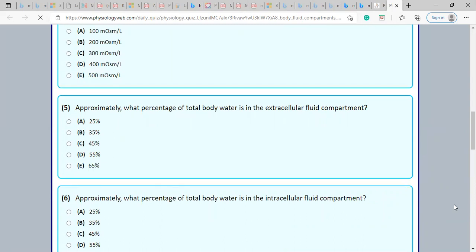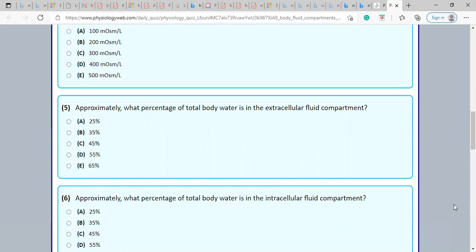Approximately what percentage of total body water is in the extracellular fluid compartment? 20%. 20%? Are you sure? How did you get 20%? We said total body water is 42 liters, yes? And extracellular fluid is how many liters? It's 14 liters. 0.2 times body weight. Yes, sir.